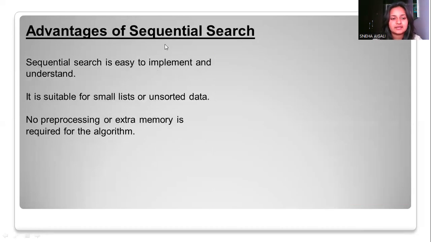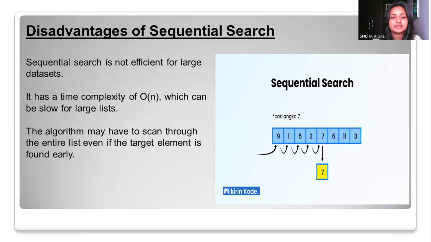Advantages of sequential search. Sequential search is easy to implement and understand. It is suitable for small lists or unsorted data. No preprocessing or extra memory is required for this algorithm. These are the advantages of sequential search. Next, the disadvantages of sequential search.